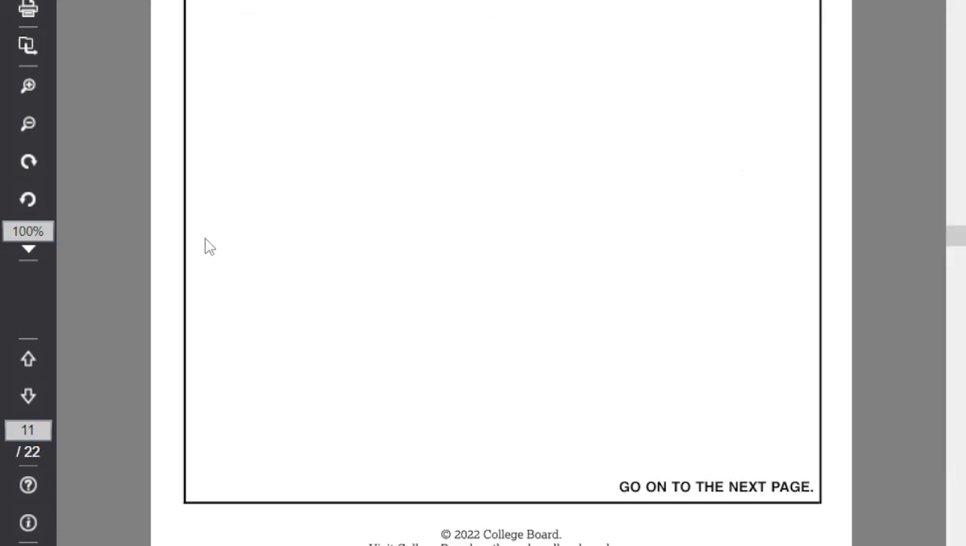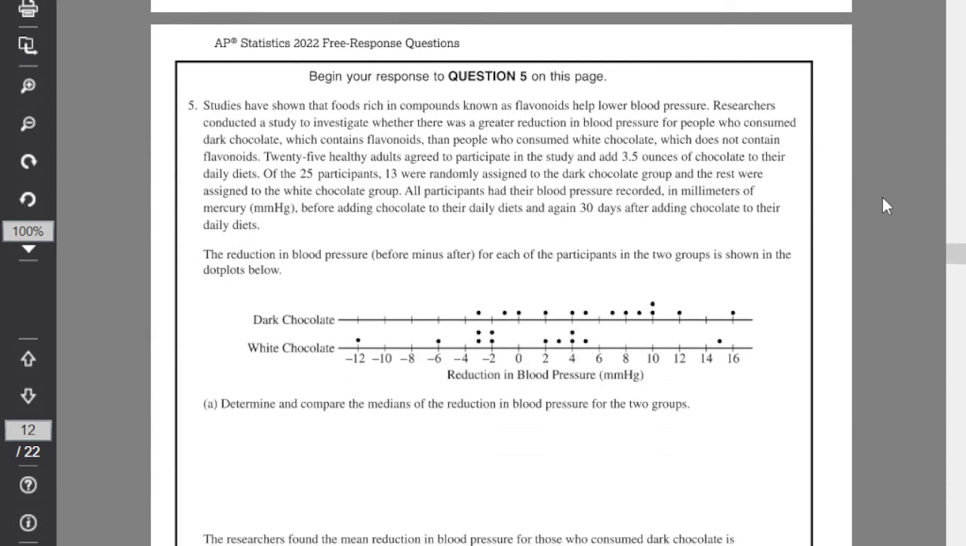Let's rip the band-aid off. Let's do number 5. Okay. Number 5, I think, was the toughest. That being said, I think that part A was pretty doable, pretty gettable. Determine and compare the medians. So hopefully you actually compared them, used comparison language here.